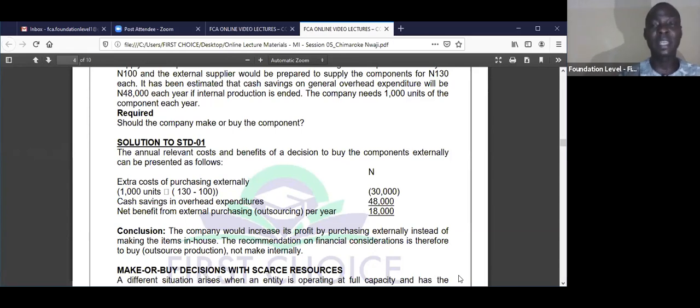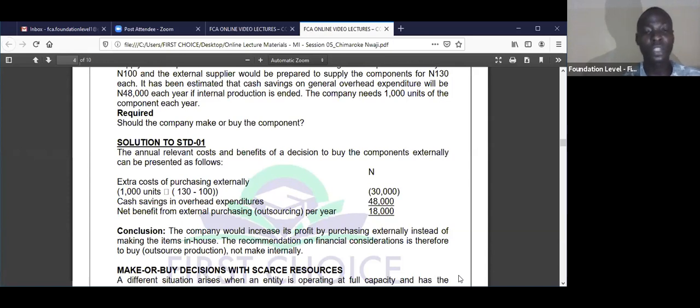Or if you look at them in terms of costs, only costs, which one of them gives you a lower cost, you go for that. So if only cost is presented, which one of them will give you a lower cost, go for that. Which one of them will give you a higher benefit, you go for that. So the rule for make or buy is compare your variable costs with your purchase cost, and whichever gives you a lower cost, that's the one that will give you a higher benefit.